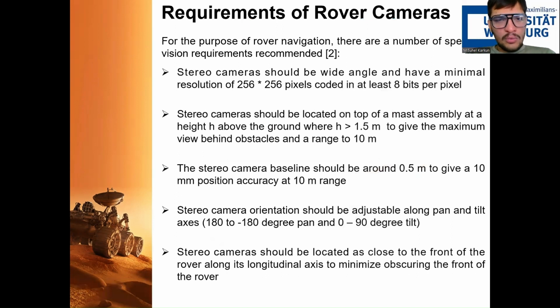All the rovers have some requirements. So, the requirements of rover cameras. These are some of the basic requirements which are recommended by scientific visions.